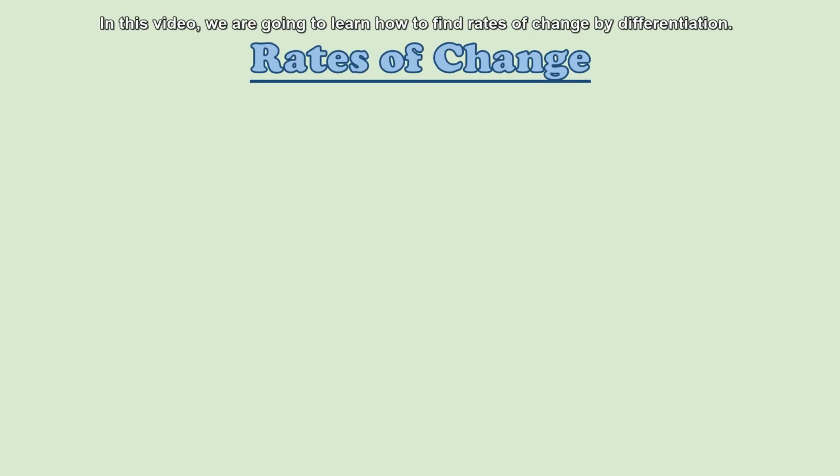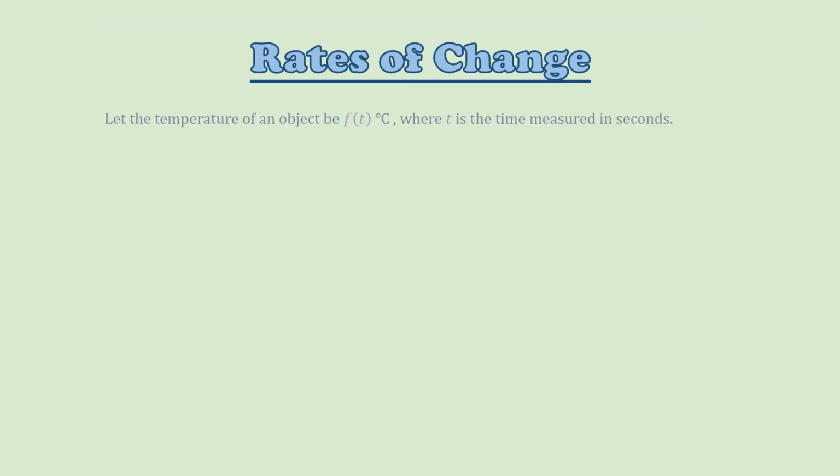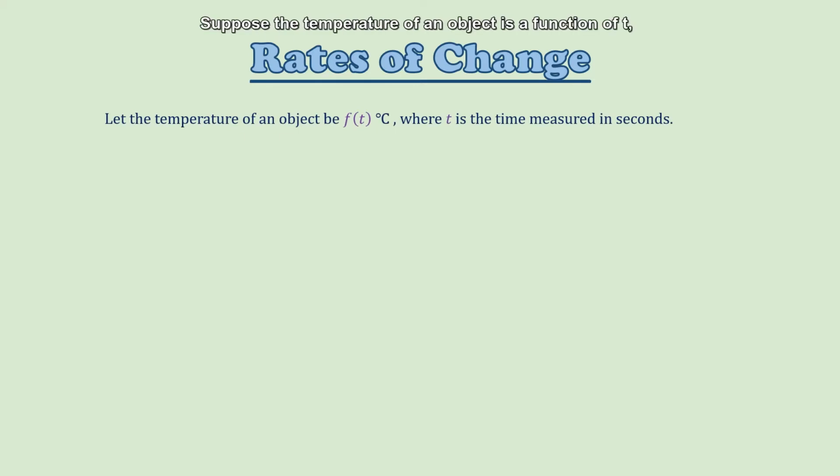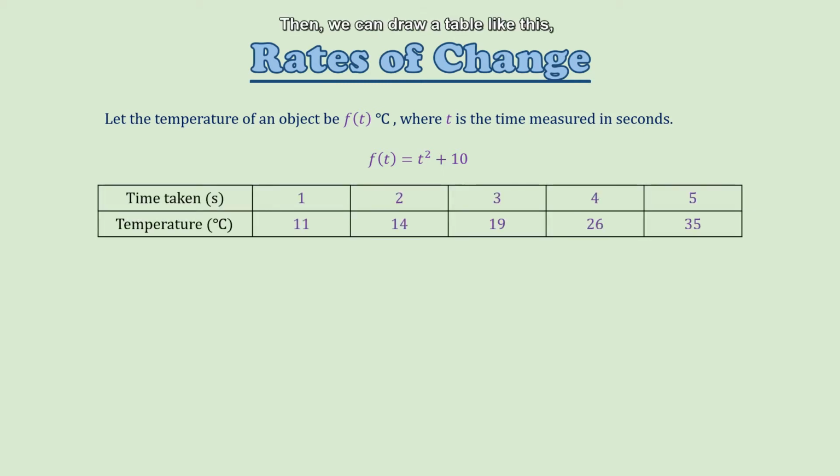In this video, we are going to learn how to find rates of change by differentiation. Let's start with an example. Suppose the temperature of an object is a function of t, where t is the time measured in seconds, and the temperature is measured in degrees Celsius. And suppose f(t) is equal to t squared plus 10. Then we can draw a table like this, and this table shows how the temperature changes with the time taken.